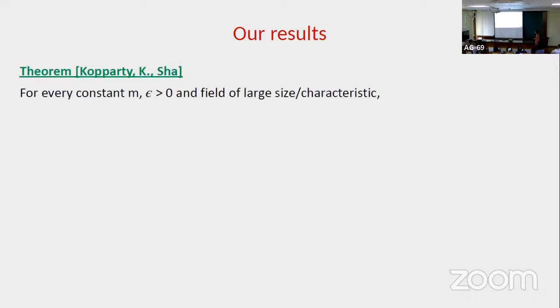Okay, so let me mention the results. Earlier this year we showed the following. Take m to be a constant and take any epsilon greater than 0. So think of epsilon as 0.1, and m as being 5, 10, 20, something. If the underlying field has sufficiently large size or sufficiently large characteristic, there are two constructions. One of them requires large size, the other requires large characteristic as well. But for all it's worth, think of this as being a large prime finite field.